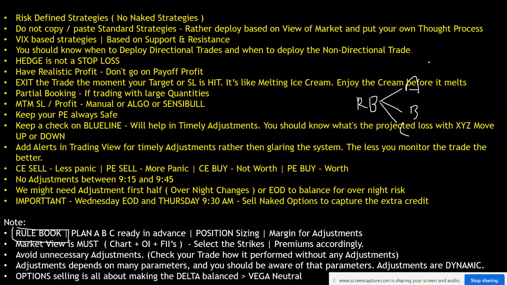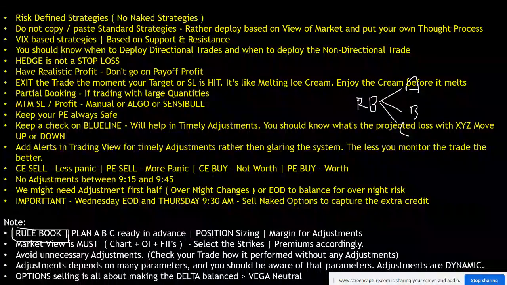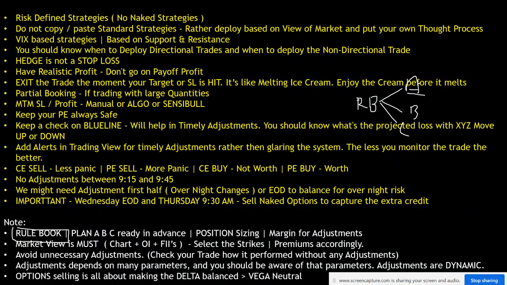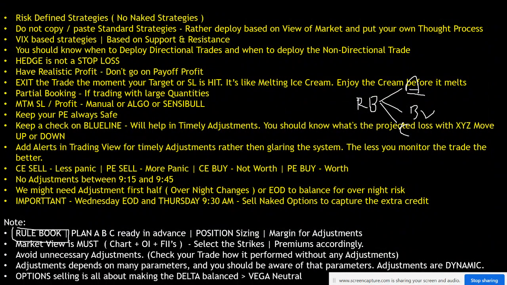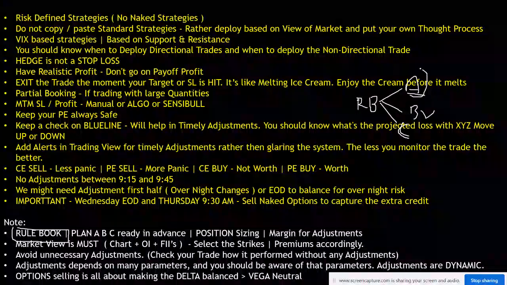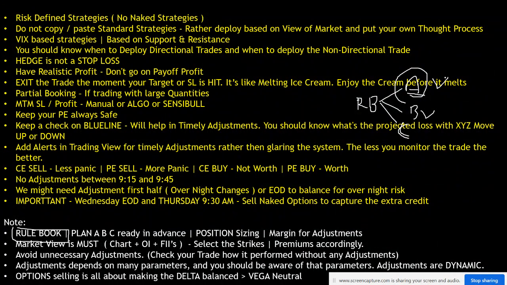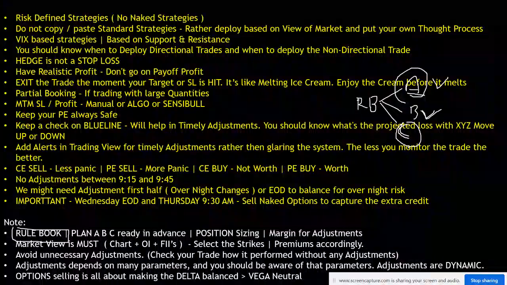Whenever you are about to deploy, you have to have your three plans ready, meaning what plan you need to execute if the view goes against you, and what plan you need to execute if the trade is going in line with your view. And what plan you need to execute if the market is in between, meaning you got my point, right? Whenever it goes against your view, you need to have your plan ready. If it is not going against your view, you need to have a plan ready, and you even need to have a plan C.